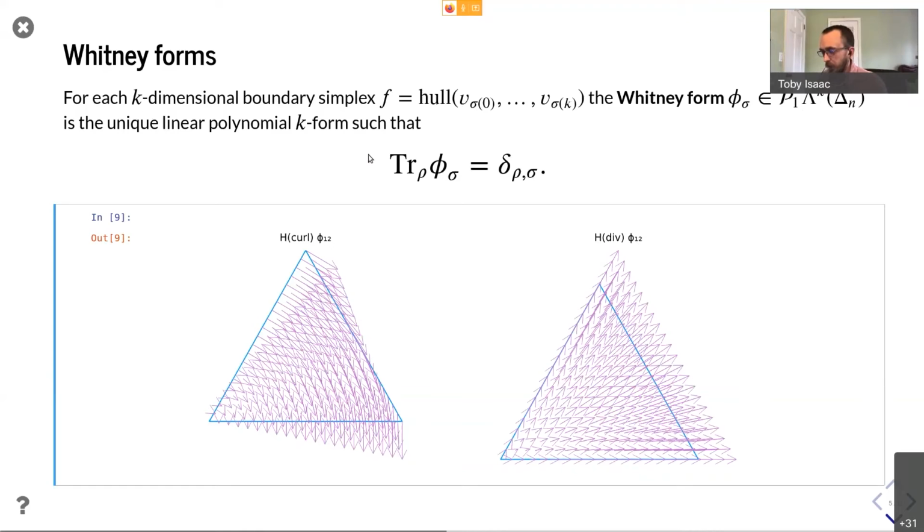And it has this really nice property that if I take the trace operator, which restricts to an edge and also restricts to the tangential component, then it is the Kronecker delta. It's 0 on all of the edges except for the edge that it's defined for. So here we have the Whitney form 1, 2 between vertices 1, 2. Its restriction to this edge will be 1, and its tangential restriction to the other edges will be 0. And this shows the H-curl version of it, and on the right, the H-div version. Same idea.